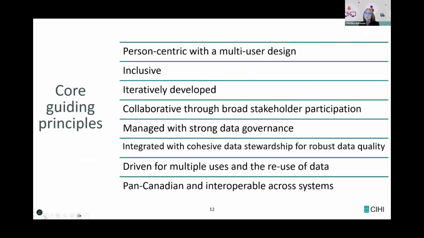So our core guiding principles for the development of the Pan-Canadian Health Data Content Framework include ensuring that it is person-centric with a multi-user design, that it is inclusive, that it is iteratively developed, that it is collaborative through broad stakeholder participation, and that we manage it with strong data governance. It is integrated with cohesive data stewardship for robust data quality. It is driven for multiple uses and reuse of that data, and it is pan-Canadian and interoperable across our systems.